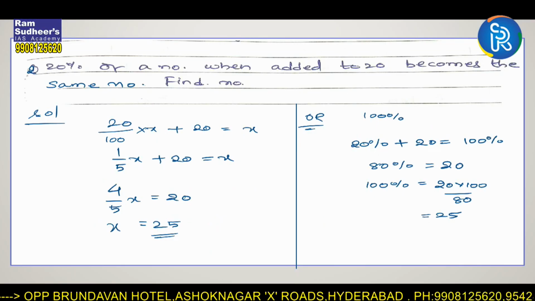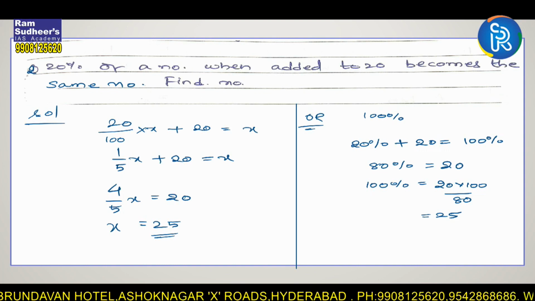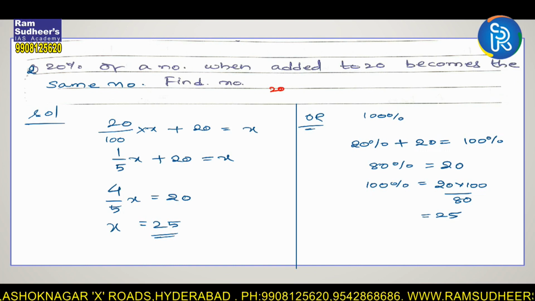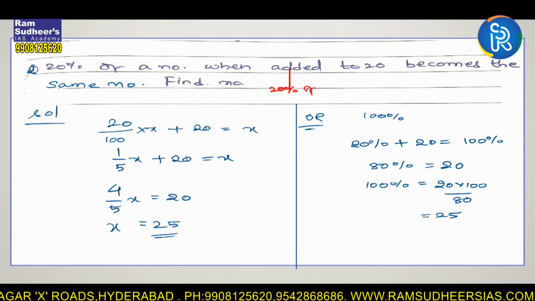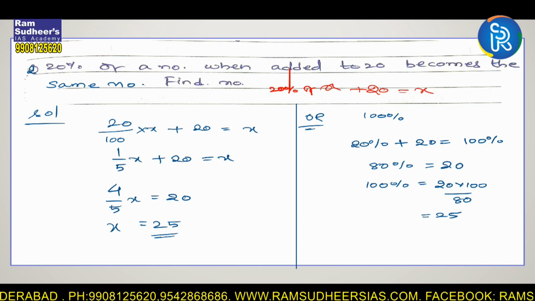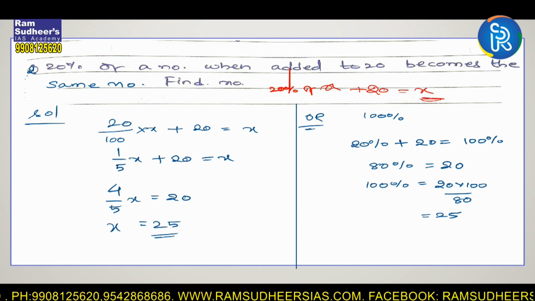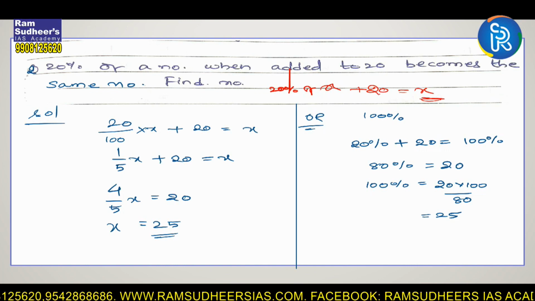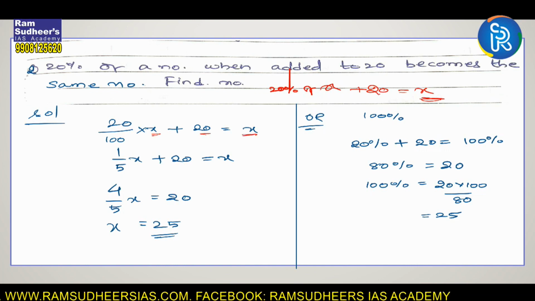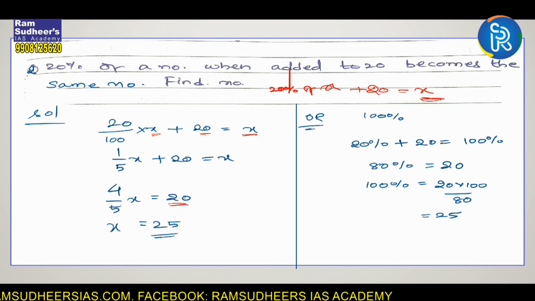20% of a number when added to 20 becomes the same number. Here, you just understand the question. 20% of a number, let the number be x. 20% of x is added to 20, it gives the same number x. He's asking us to find what is x. Now let me assume it to be x, and 20% of x plus 20 is equal to x, and solving this equation, I would get 4 by 5 x equals 20, and my x would be 25.